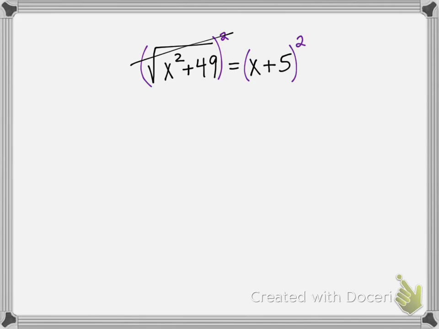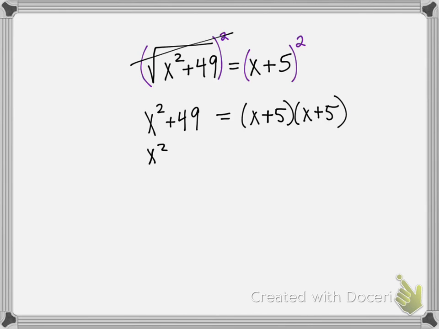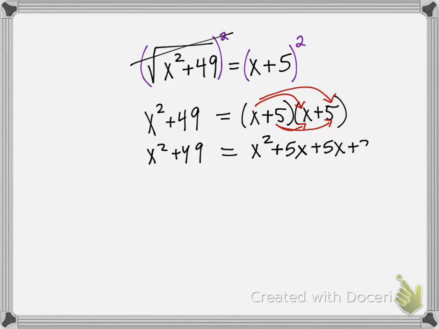So on the left side, I'm just left with x squared plus 49, and that's equal to (x plus 5) squared, which is the same thing as x plus 5 times itself, (x plus 5). So I'm going to multiply the right-hand side by distributing. So I have to distribute the x to both terms first. So x times x is x squared, x times 5 is 5x, and then I have to distribute the 5 to both terms. So 5 times x is 5x, and 5 times 5 is 25.